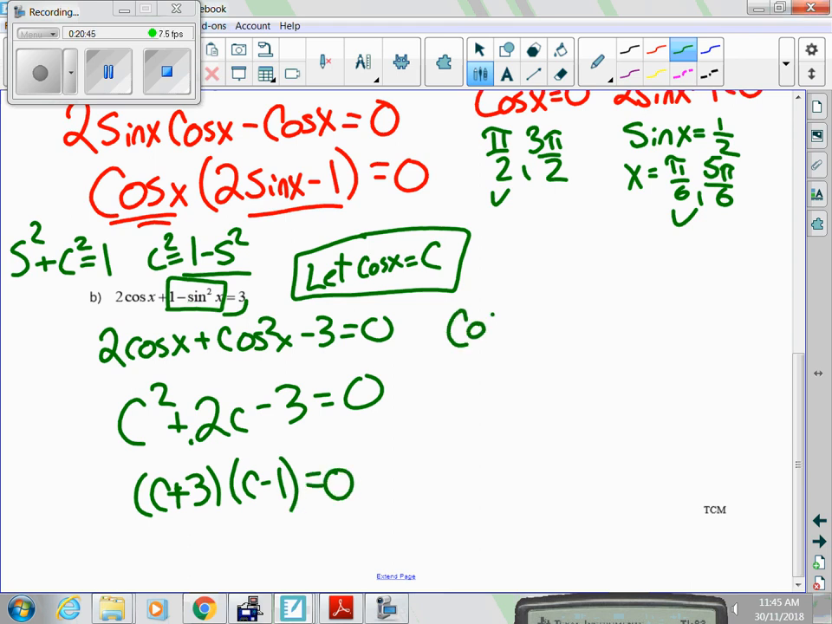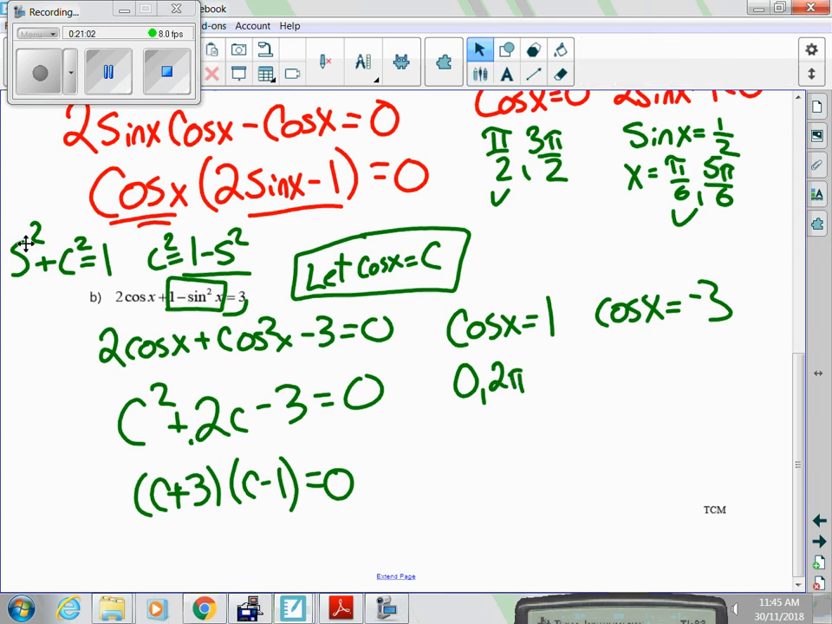So that means my cosine of x is going to equal 1. And my cosine of x is going to equal negative 3. Now, cos of x, that's a good one. Cos of x equals 1. That happens at 0 and 2 pi. Not pi. It's negative 1 at pi, but at 0 and 2 pi.